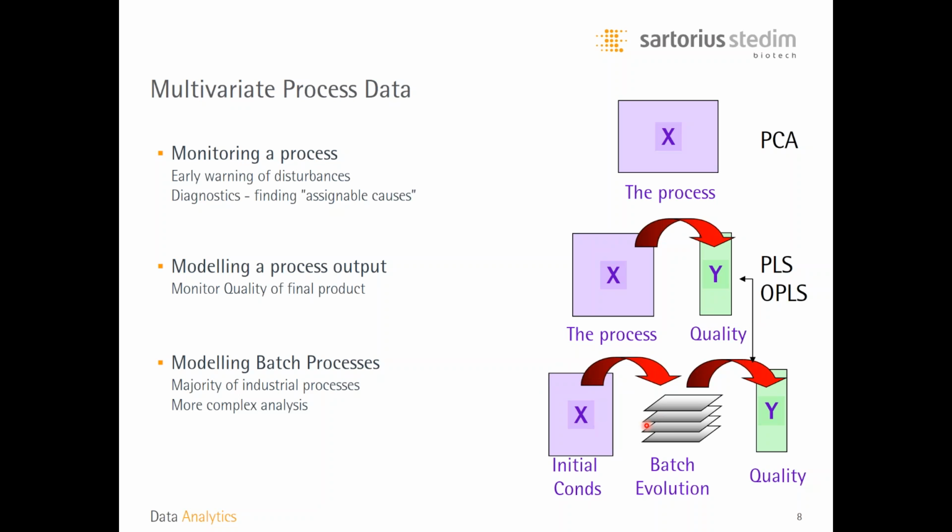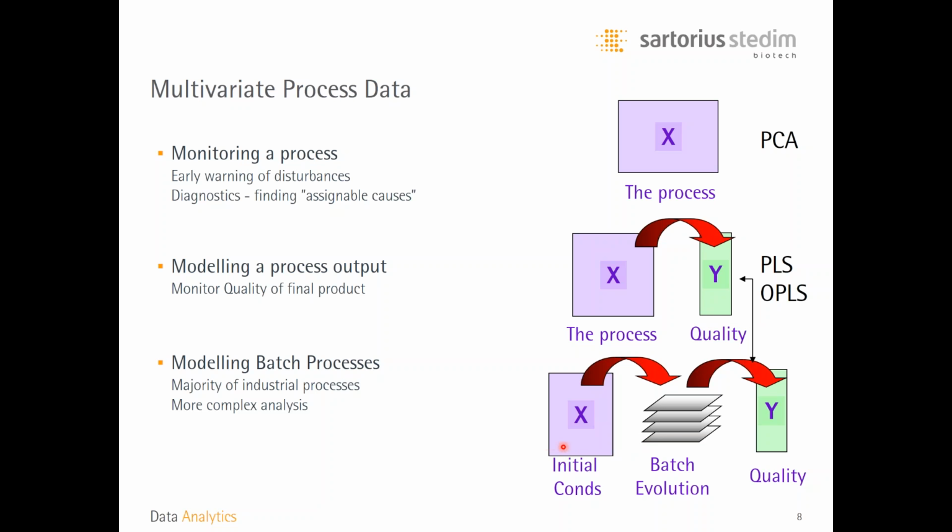Then the second type of process input block is not a two-way block but a three-way block where each batch can be seen as a layer or a sheet in the three-dimensional data structure. And these are the batch evolution measurements. These are the process measurements and perhaps spectroscopic measurements and in-process control data that are measured during the batch evolution, sometimes with high frequency and sometimes measured with a slightly less tight frequency.